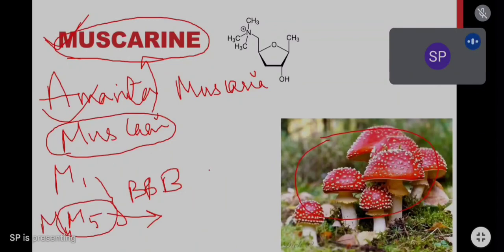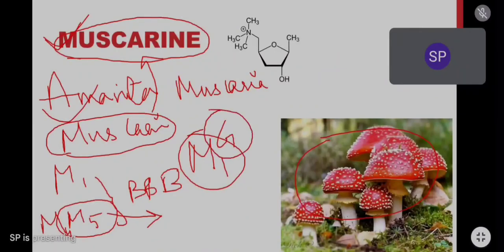Now tell me, M1 receptors are present in which tissues? Where does M1 stay, tell me? Gastric glands and? CNS, very good, and? Ganglia, right. Especially M1 actions can be seen on the gastric system: gastric acid secretion will increase, gastric motility will increase. So the patient will have diarrhea, defecation, urination, and all M3-related reactions also can be seen.